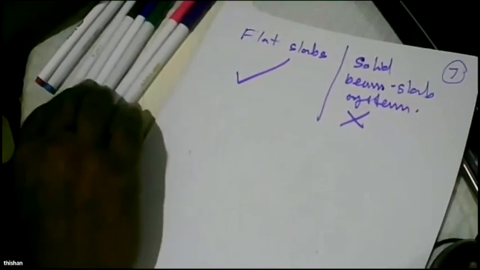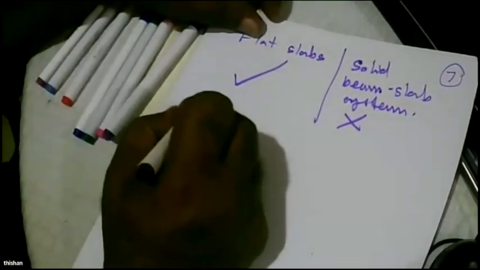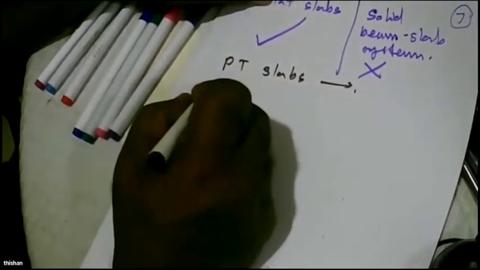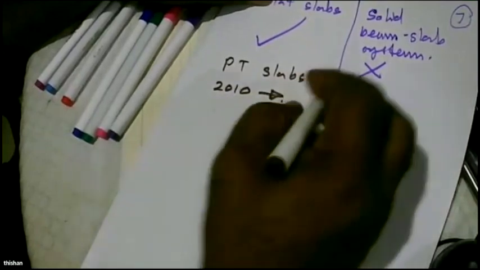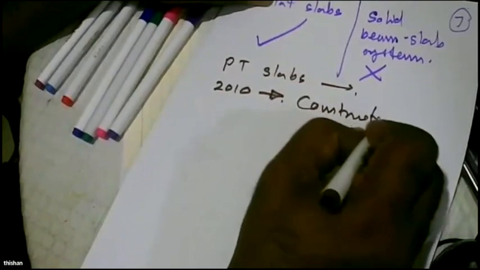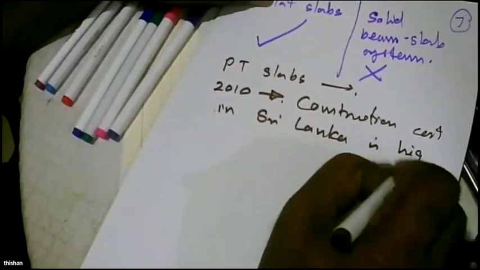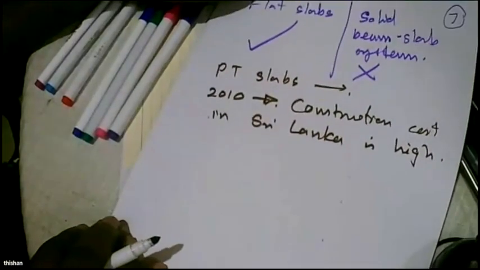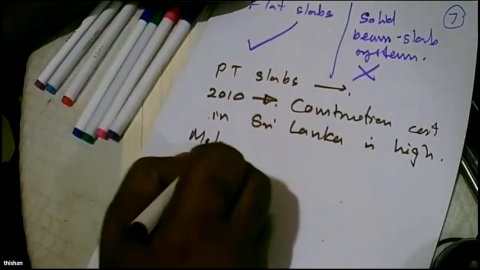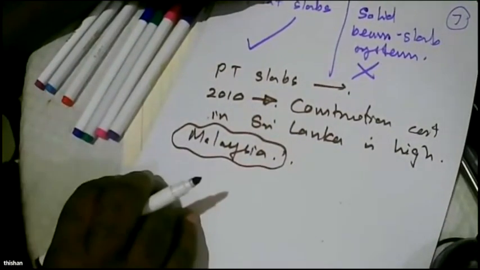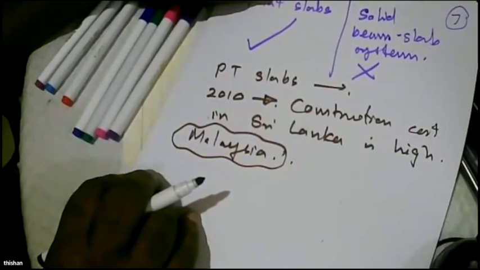But not only this, we even went to PT slabs. However, by 2010 onwards, we started hearing construction cost in Sri Lanka is high. And it is much higher than Malaysia. But we continued because we had a lot of money coming as foreign remittance, and sometimes the money came through diaspora, so many different ways.